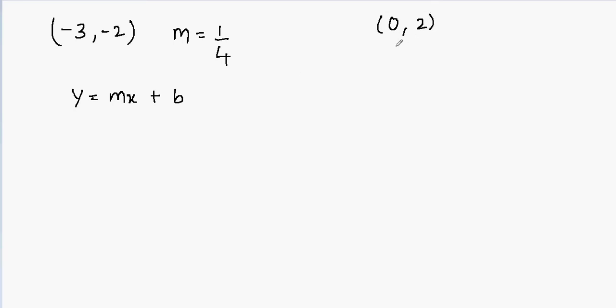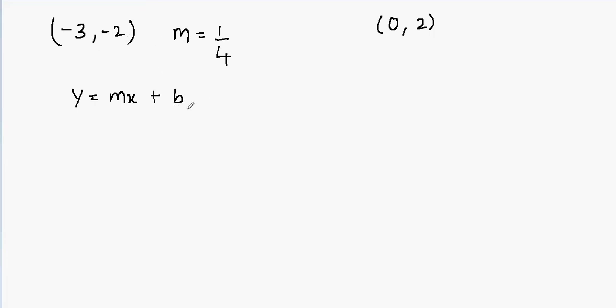Here b is the y-intercept, and the y-intercept is where the line crosses the y-axis. So the line here is crossing the y-axis at 0, comma, 2. So you don't have a 0 for the x-coordinate. It's -3 and -2. That means this can't be your y-intercept. This can be your y-intercept. So that's why now you don't know the value of b.